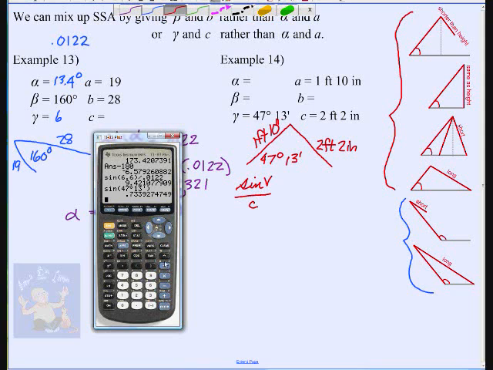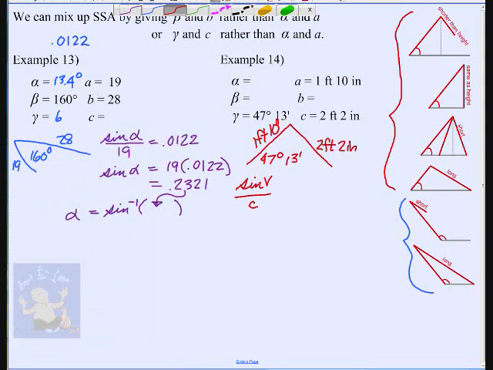That's good. Then I'm going to divide by how many inches do I have in 2 feet 2 inches? 26. So I have a ratio of 0.0282.